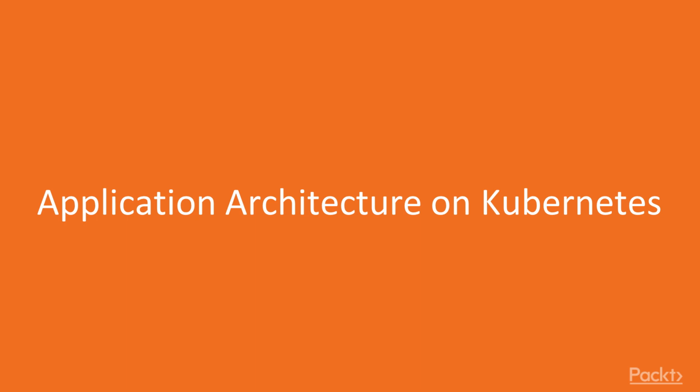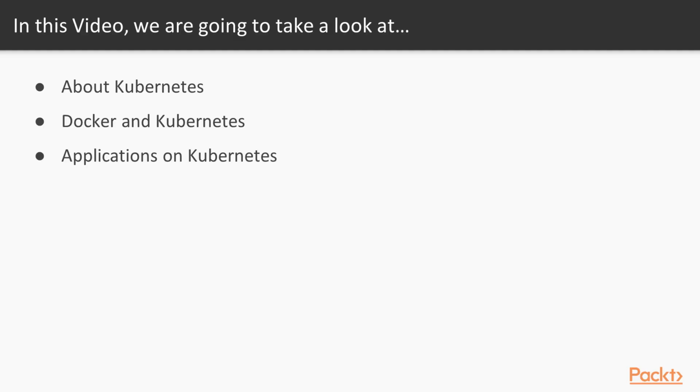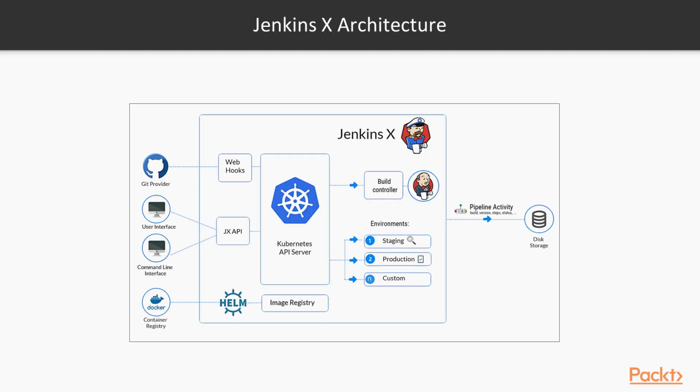Application architecture on Kubernetes. In this video, we'll learn a little bit about Kubernetes. We'll look at Docker and Kubernetes, and we'll look at applications on Kubernetes. If we take a look at our Jenkins X architecture, you can see that we've covered a number of the topics that are in this picture. In this section, we'll be focusing on the Kubernetes piece right in the middle here.